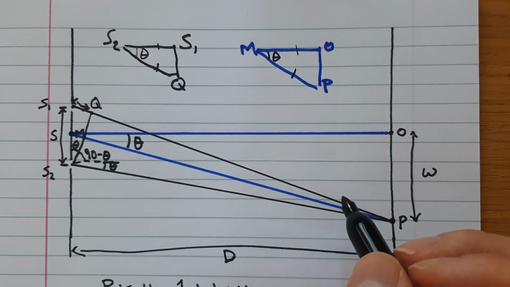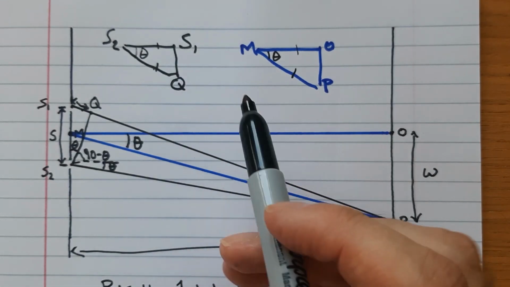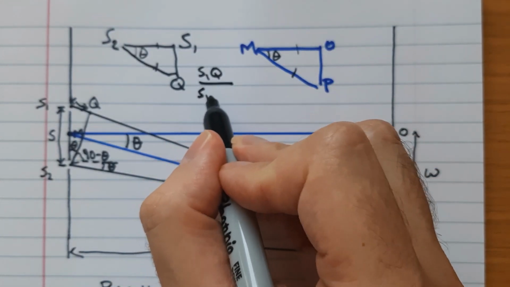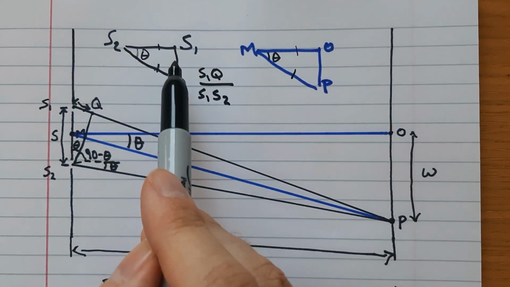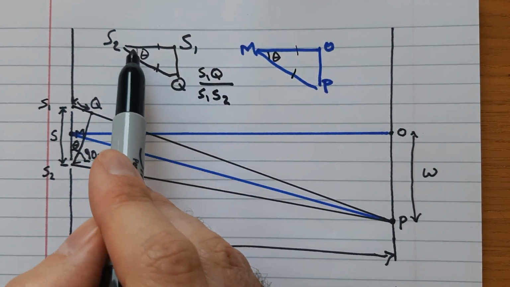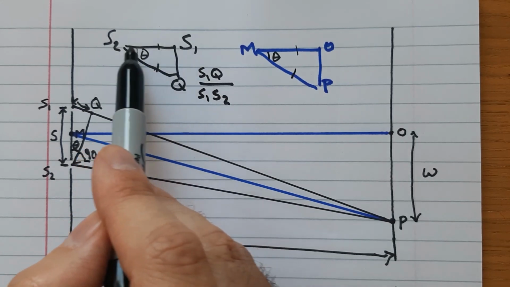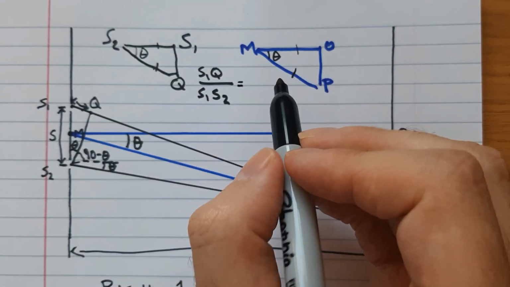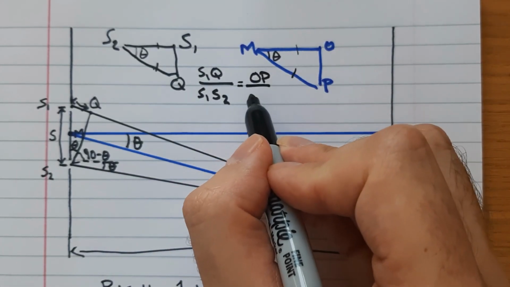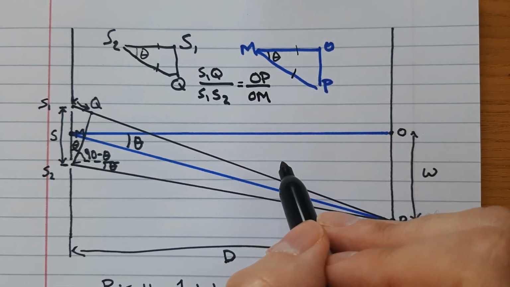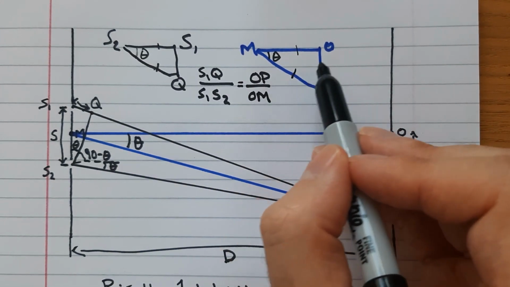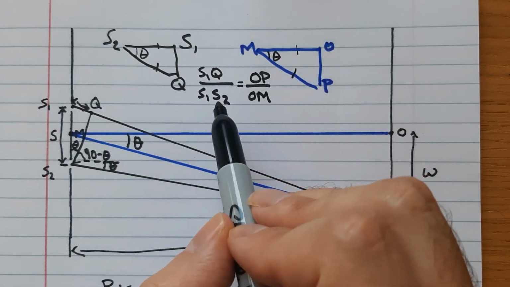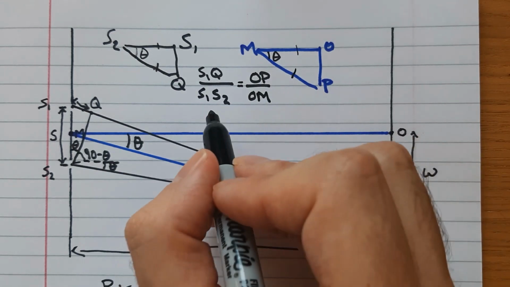Therefore, I can do the following. I can say that S1 to Q divided by S1 S2, which is the ratio of the opposite to the adjacent, which is tan theta, is equal to OP over OM, which again is the ratio of the opposite to the adjacent, tan theta. So the ratio of S1Q over S1S2 is the same as the ratio of OP to OM.